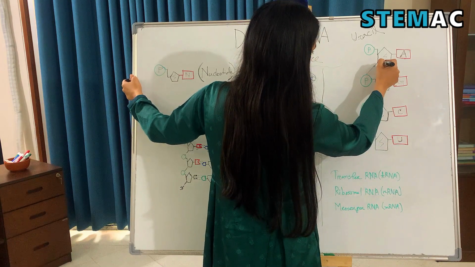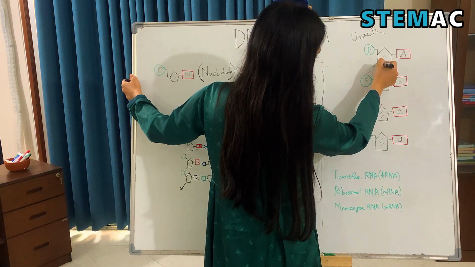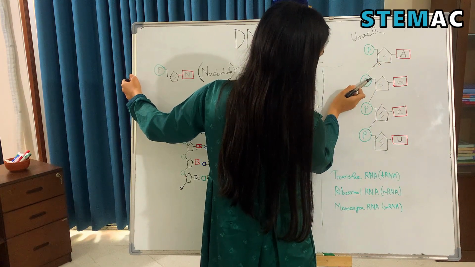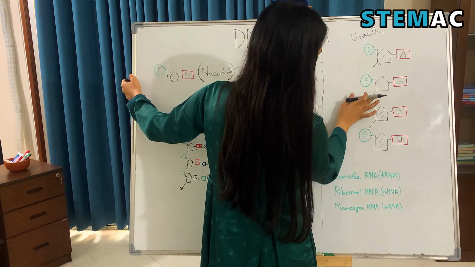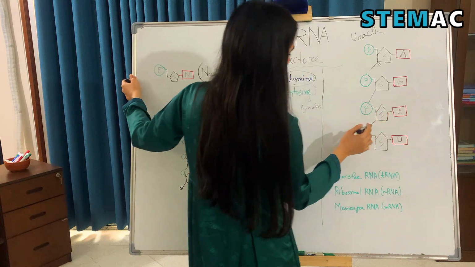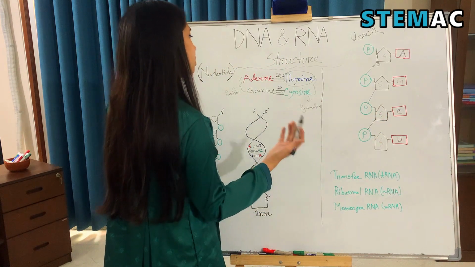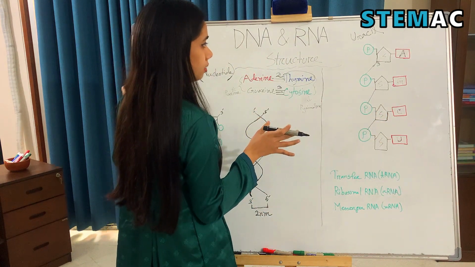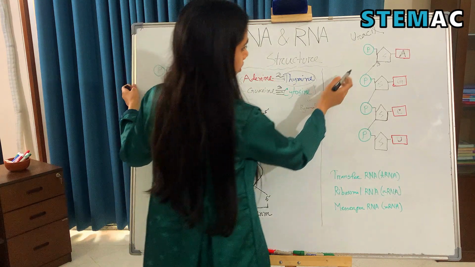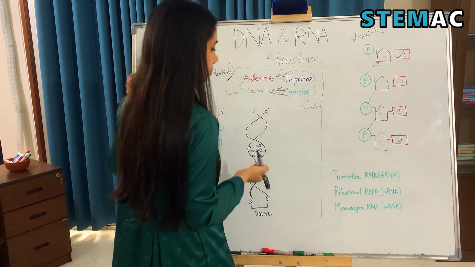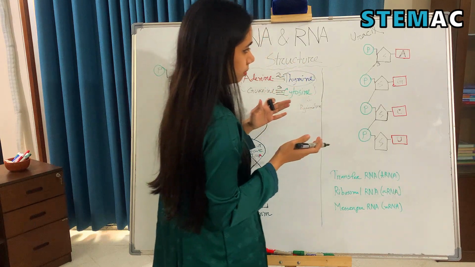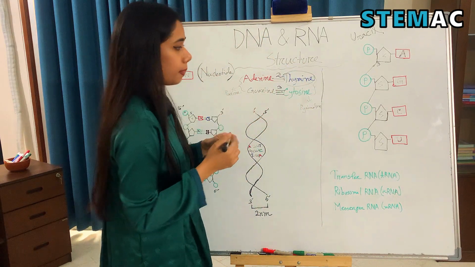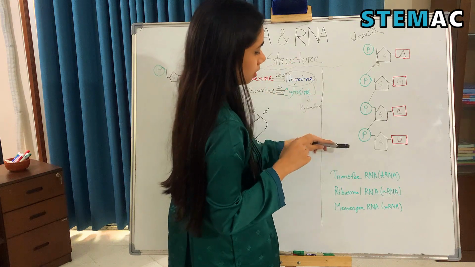So the third carbon will form a bond with the phosphate group of the next nucleotide, and this nucleotide would form a phosphodiester bond with the next nucleotide, and this will continue on, and as a result we will get an RNA strand, which is a single polynucleotide strand, unlike DNA. Now, this structure of RNA is basically very simple compared to DNA.